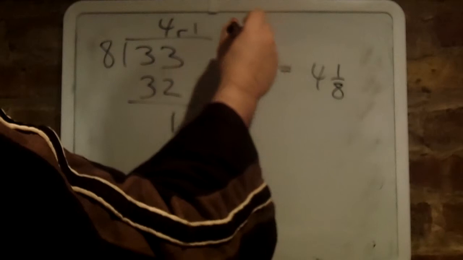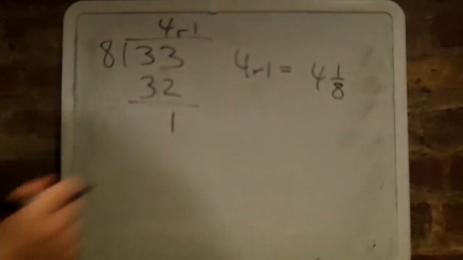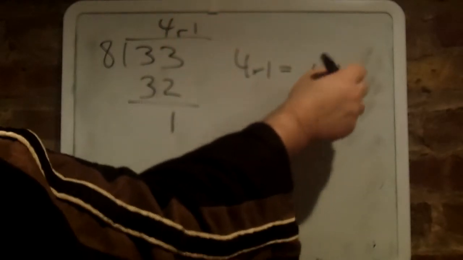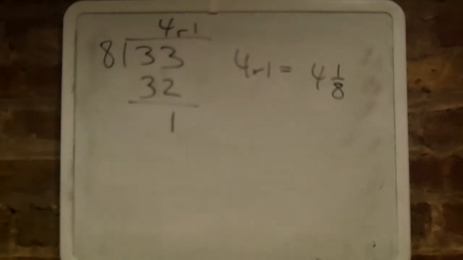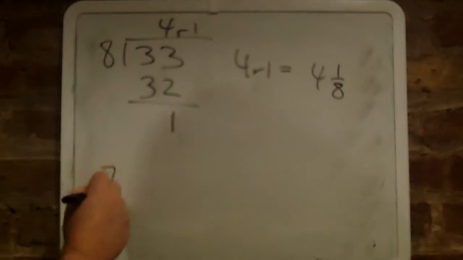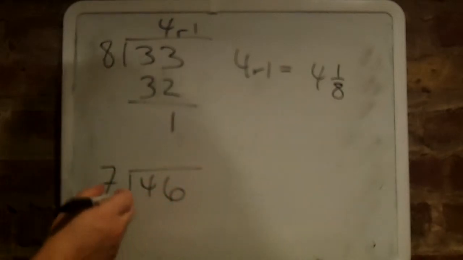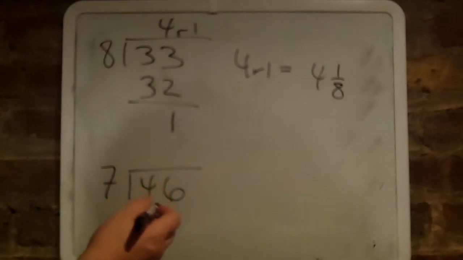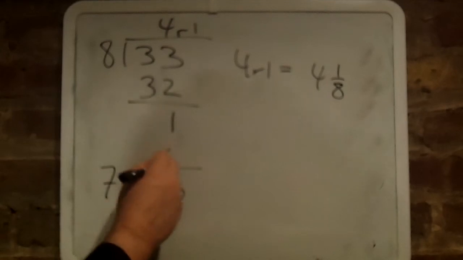So this is what the meaning of remainder is. It's really the fractional part of the answer. I'll do another example like this to drive the point home. If I have 7 going into 46, okay, 7 times 6 is 42, 7 times 7 is 49, so 7 times 7 is too big, it's got to be 6.